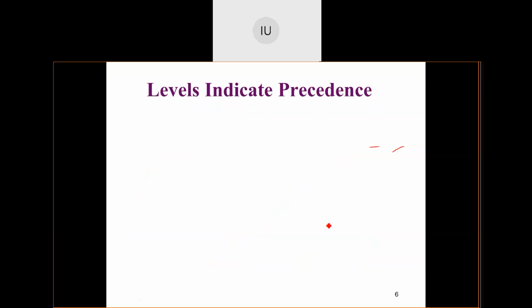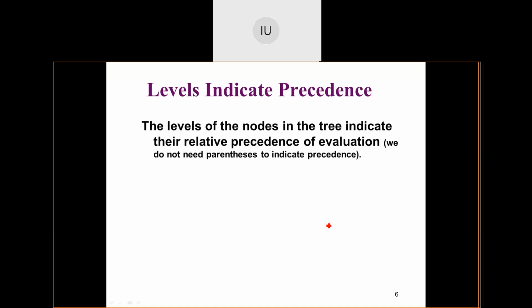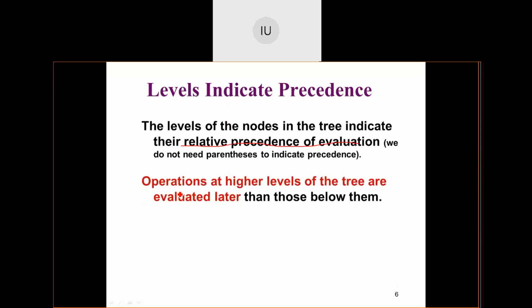This is what the next slide is talking about. The levels of the nodes in the tree indicate their relative precedence of evaluation. Operations at higher levels of the tree are evaluated later than those below them. Please note all these things. You should understand them. You should not memorize these things by heart. You should just understand this.